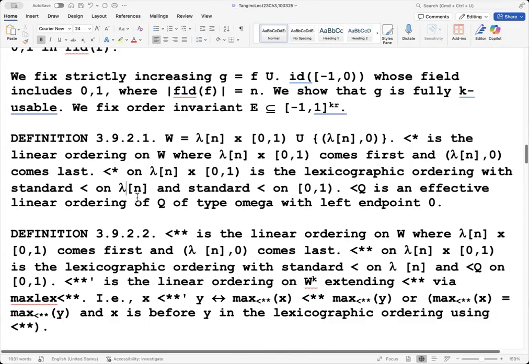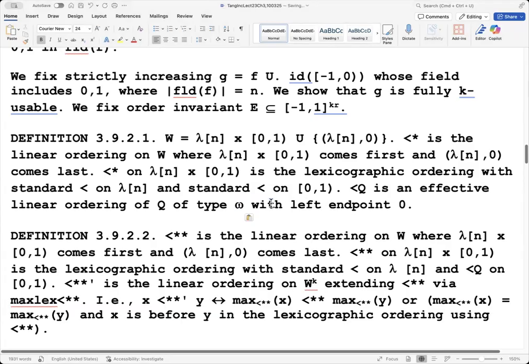Lambda of n is an ordinal, right? It's the nth indiscernible. And standard less than on 0, 1. Less than q is an effective linear ordering of q of type omega, with left endpoint 0. Okay.